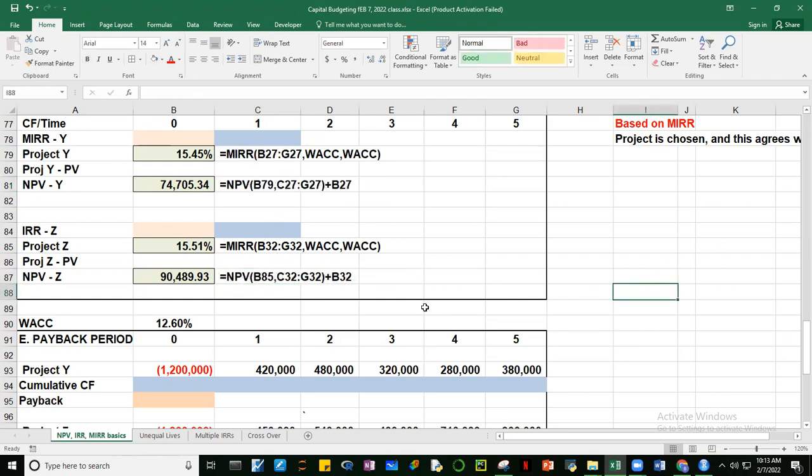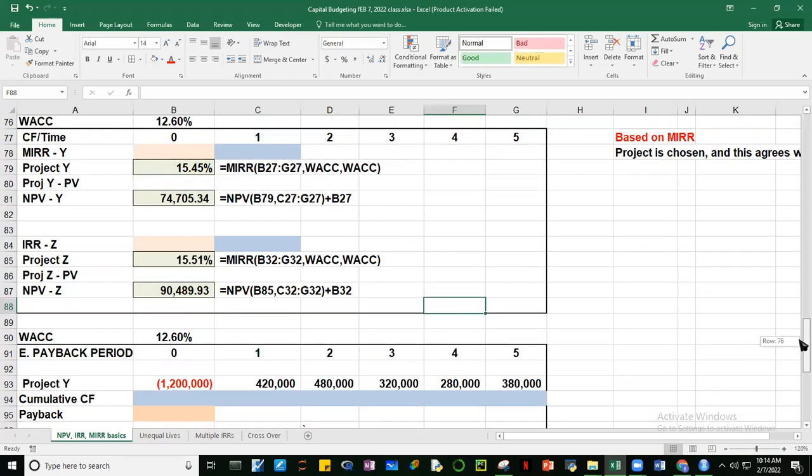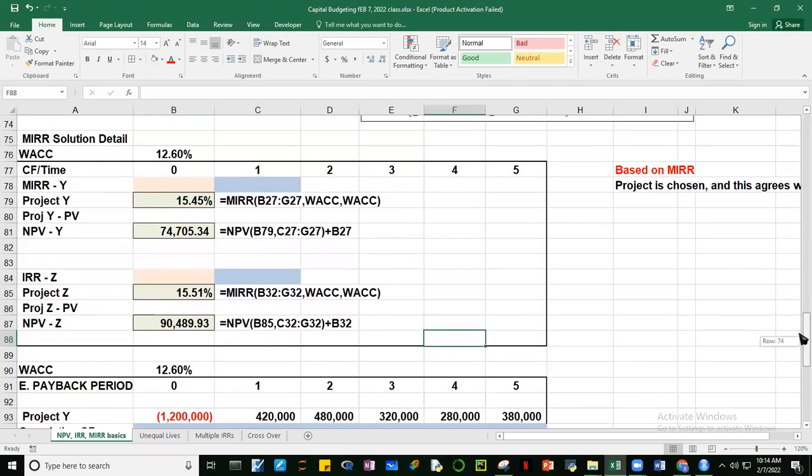Okay, so what did I do, guys? I computed for the net present value of Y if we're using the MIRR. And this is the net present value of Z if we're using the MIRR. It turns out, guys, that based on the modified internal rate of return, the net present value of project Z is really better. Okay. All right. Any questions, guys, about MIRR?